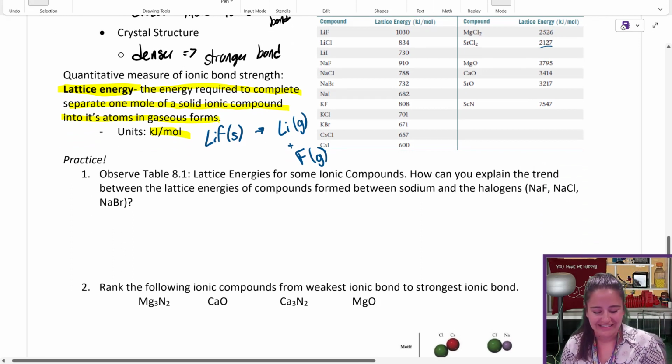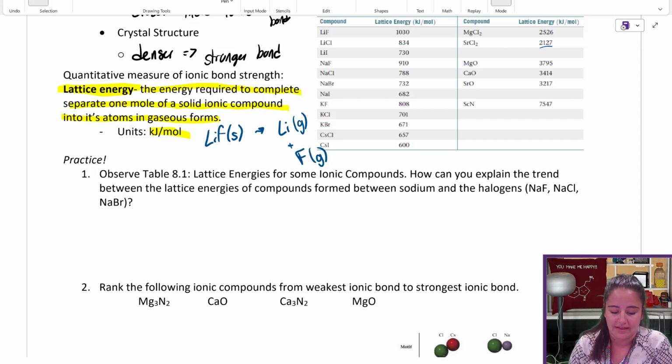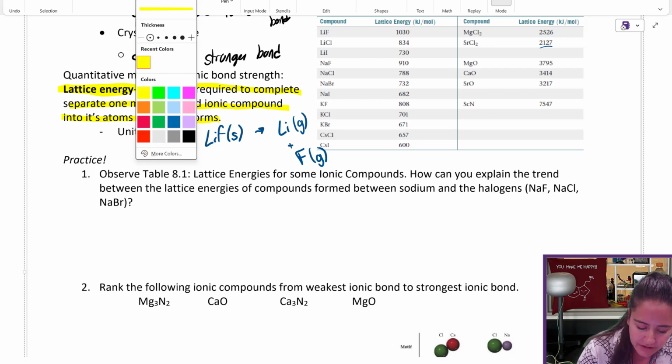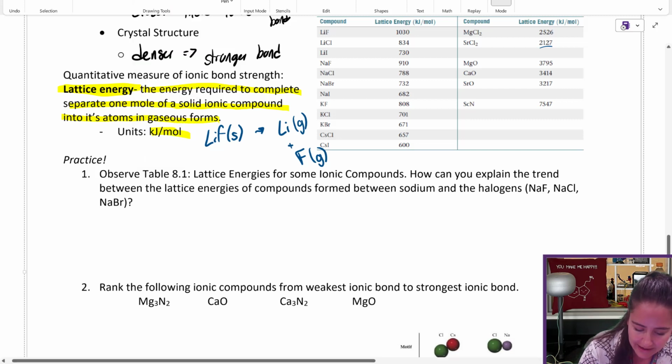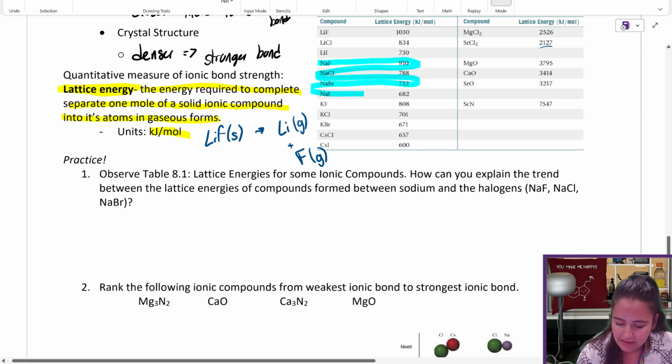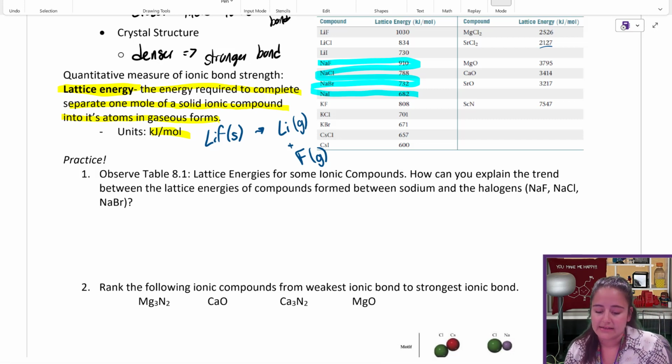And that's what this is asking us to do: compare the lattice energies, and explain the lattice energy of the compounds formed between sodium and the halogens. So if we're looking for sodium and the halogens, that's going to be this series on the periodic table, where sodium iodide is the lowest lattice energy, and sodium fluoride is the strongest lattice energy. So why is that the case? Because fluorine's the smallest.